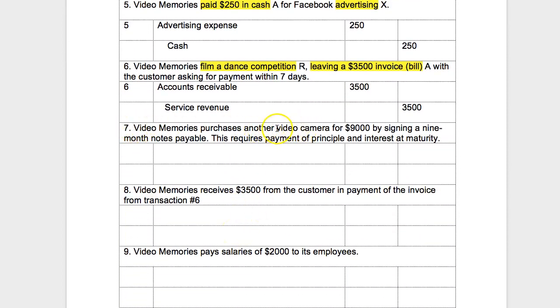In number 7, we purchase another video camera. So we did this earlier where we called video camera the equipment. This is an asset and it is increasing. This time we did not pay for it. Instead, we owe the money. When you owe the money, that is a liability and it is increasing.